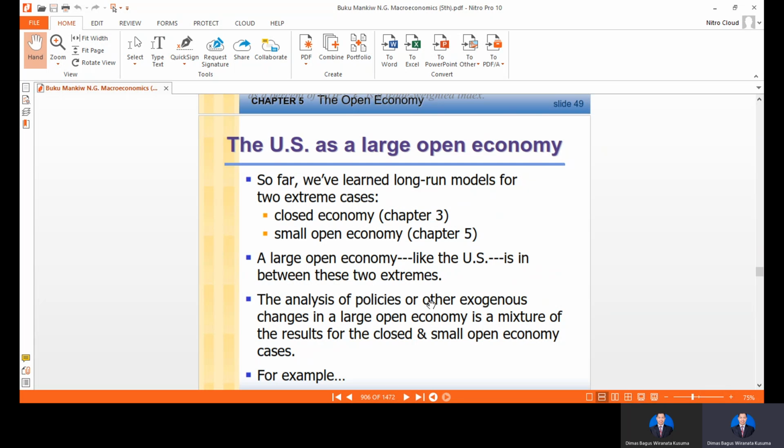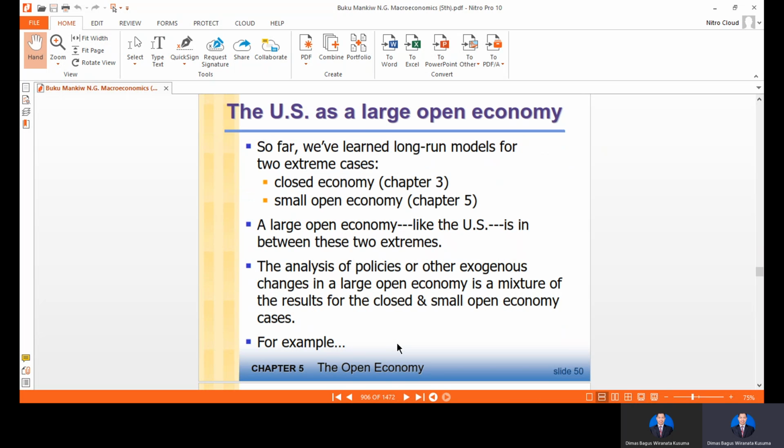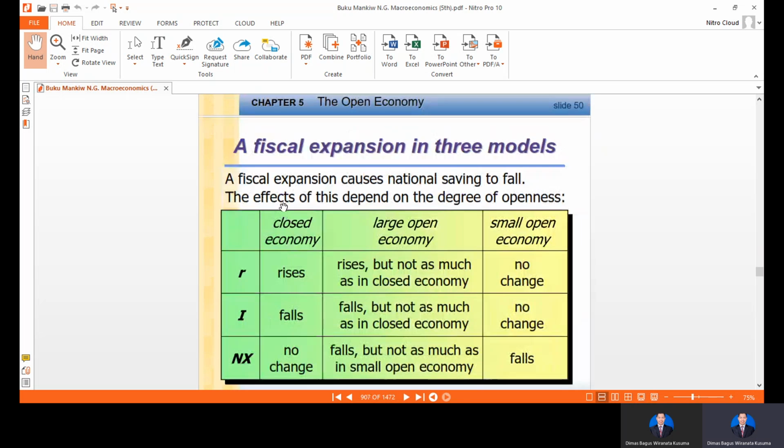The analysis of policy over exogenous changes in a large open economy is a mixture of the results of the closed and small open economy cases. So the large open economy is in between in its policy response. For example, a fiscal expansion causes national saving to fall, because government spending is higher compared to taxes. The effects of this depend on the degree of openness.